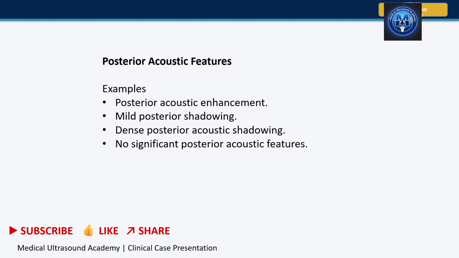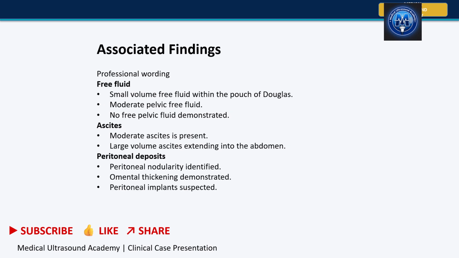Examples: posterior acoustic enhancement, mild posterior shadowing, dense posterior acoustic shadowing, no significant posterior acoustic features. Associated findings: free fluid, small volume free fluid within the pouch of Douglas, moderate pelvic free fluid, no free pelvic fluid demonstrated, ascites, moderate ascites present, large volume ascites extending into the abdomen, peritoneal deposits, peritoneal nodularity identified, omental thickening demonstrated, peritoneal implants suspected.